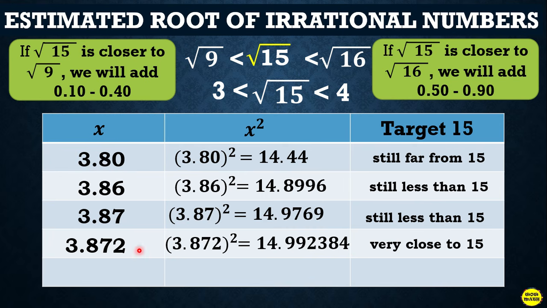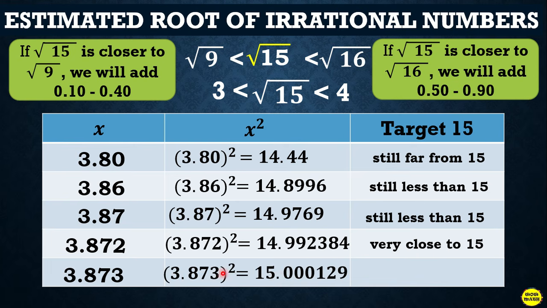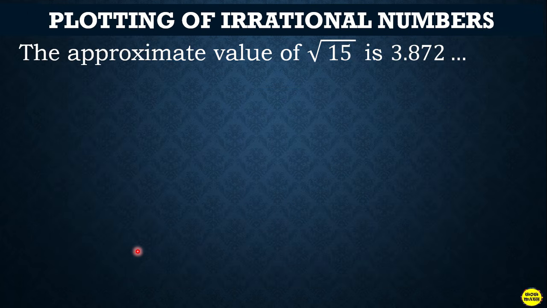Okay. Now, sige, itry natin ng isa pa. 3.873. So, ito parang checking to ha. Tingnan natin kung anong mas malapit, kung ito ba o ito. So, 3.873 squared, that is 15.000129. And this is a little more than 15. So, lumampas na tayo dito. So, ibig sabihin, balik tayo dito. This is your estimated root. Okay? So, therefore, the approximate value of square root of 15 is 3.872.